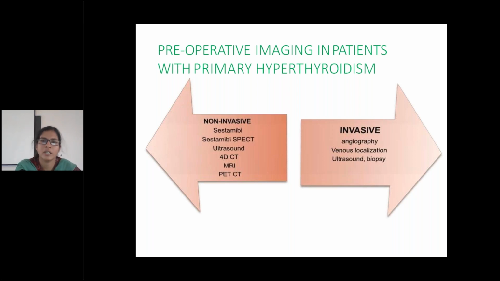Venous localization: we take a sample of internal jugular vein blood and we measure the levels of parathyroid hormone. That is venous localization. Invasive also includes intraoperative ultrasound, which we use, and frozen section biopsy to confirm histopathologically whether the tissue is parathyroid or not.